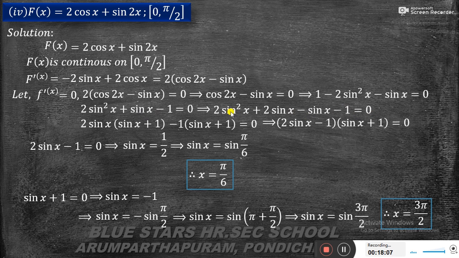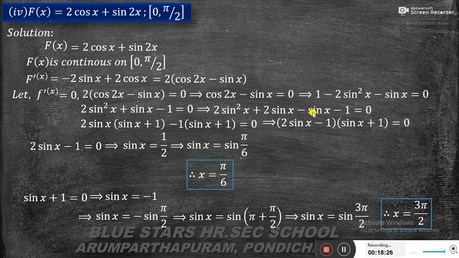Now from the first two terms I take the common factor 2 sin x. So 2 sin x, and since there is already a sin square x, the remaining factor is sin x plus 1. Then from the second term I take minus 1, the remaining factor being 1.